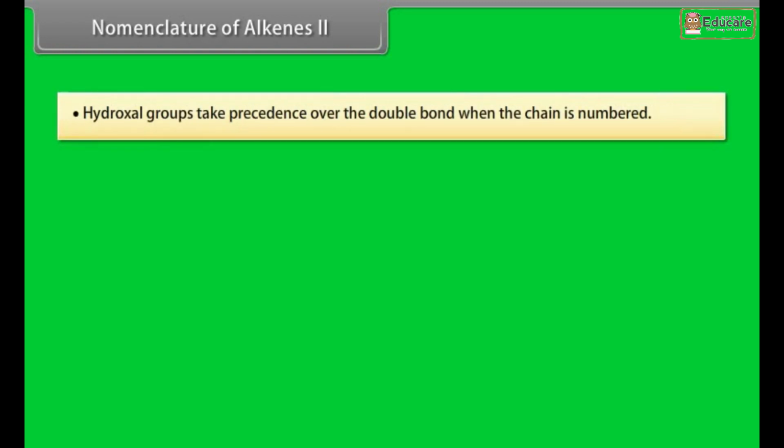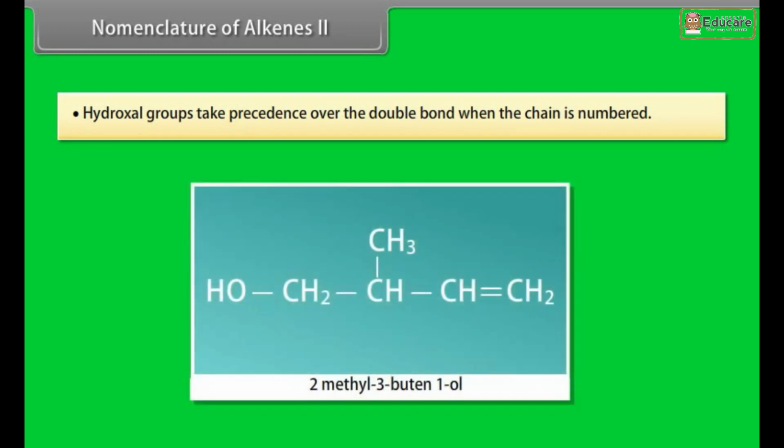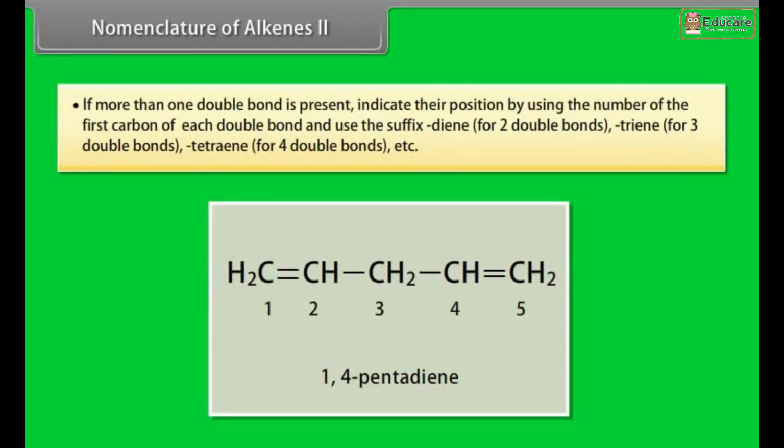Nomenclature of alkenes, Part 2. Step 7. Hydroxyl groups take precedence over the double bond when the chain is numbered. This compound is 2-methyl-3-butene-1-ol. Step 8. If more than one double bond is present, indicate their position by using the number of the first carbon of each double bond and use the suffix diene for 2 double bonds, triene for 3 double bonds, tetraene for 4 double bonds, etc. For example, 1,4-pentadiene.